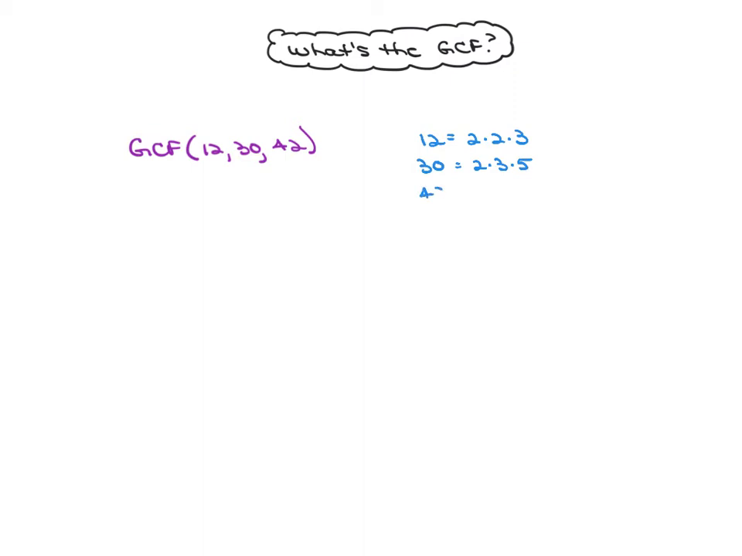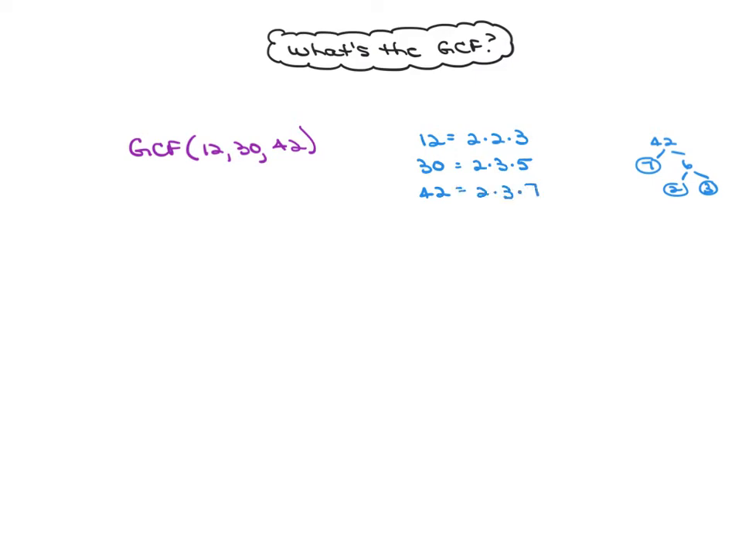For 42. Now, another option, sometimes you could do them in your head. If you ever feel stuck, come to a factor tree. And I know 42 is 7 times 6, and I know 6 is 2 times 3. So there's my prime factorization, 2 times 3 times 7.